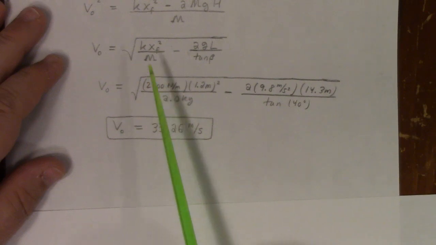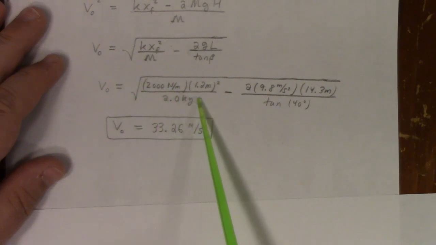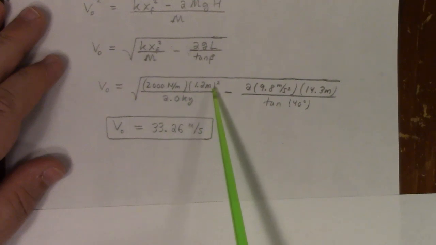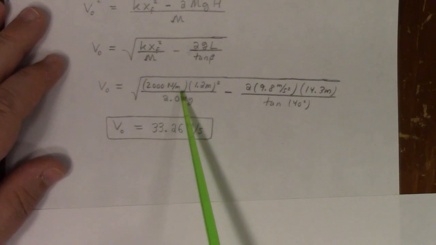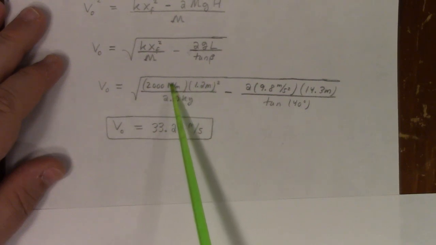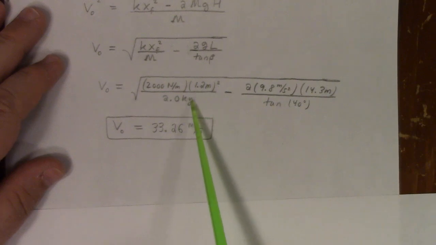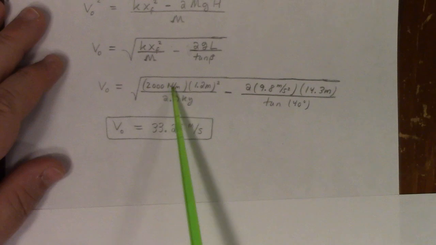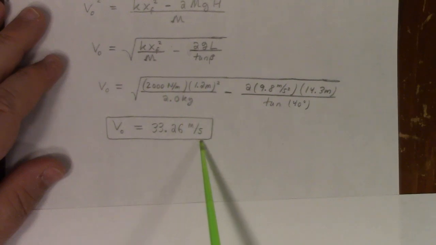You notice that the units make sense here. You have a Newton per meter times meter squared divided by kilograms, so the kilograms cancel, and this gives you meters squared over second squared. Likewise over here, you have meters squared over second squared. When you take the square root, you get back to meters per second.